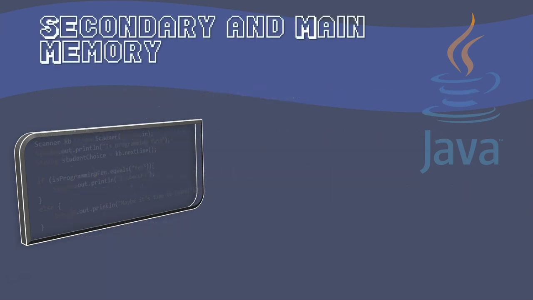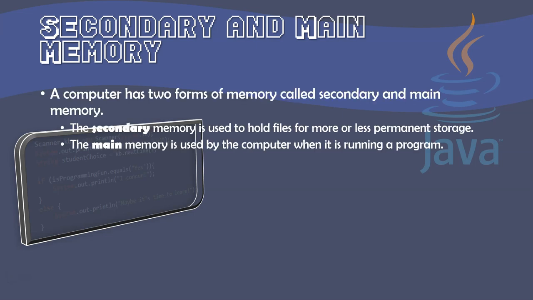So this gets us to talk a little bit about some computer architecture, particularly two things: secondary and main memory. A computer has two forms of memory, called secondary and main. The secondary memory is used to hold files for more or less permanent storage. So this is like your hard drive, your SSD, your NVMe. These are there for when your computer shuts down. It's going to record that and it'll still be there.